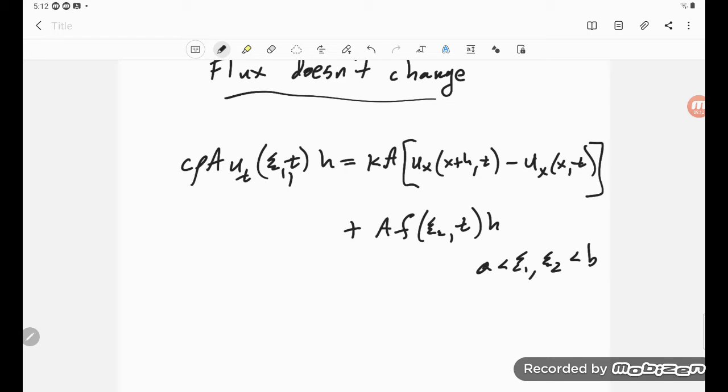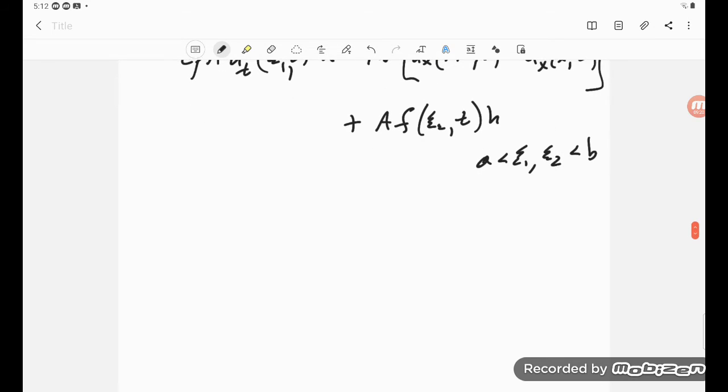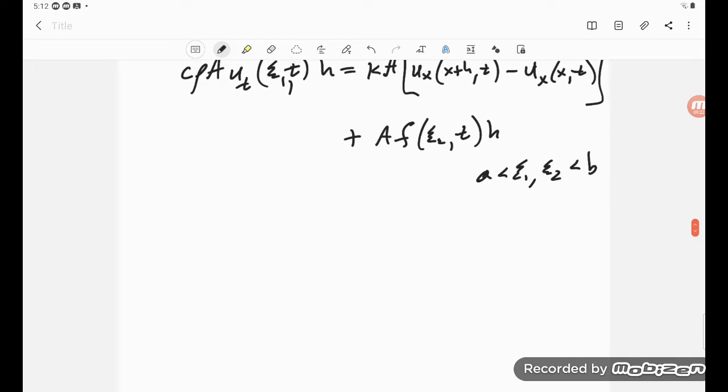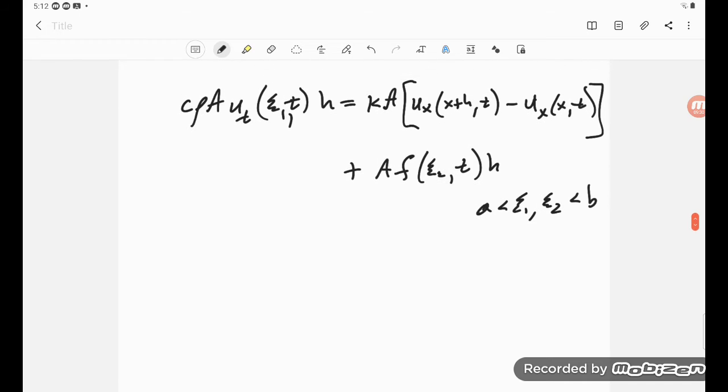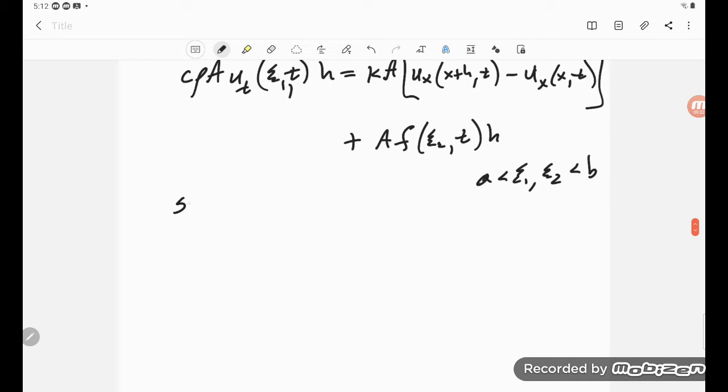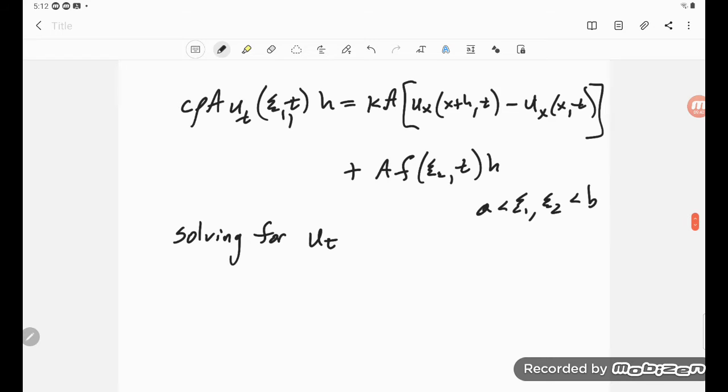Is less than B, and so we have that. They just wrote a single one. They had the C1 and C2, but for this inequality they wrote a single one. I think that's a little odd. But then solving for u sub t.